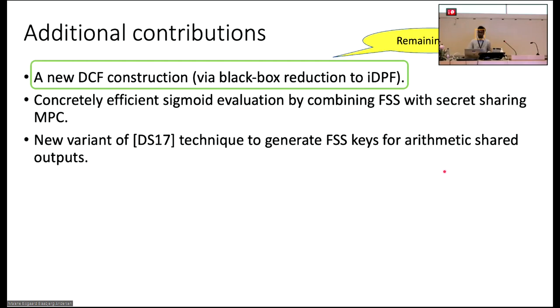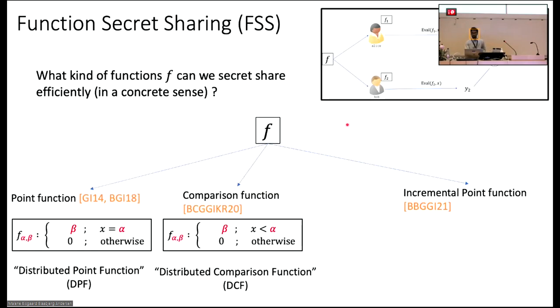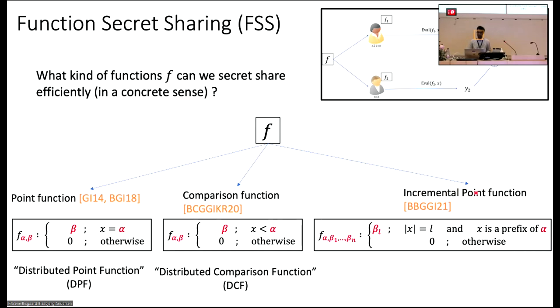So in the remaining talk, I'll cover this first point. Recall the FSS slide that I showed you earlier. We went over what a point function is, what a comparison function is. Now let me talk about what an incremental point function is. It has parameters alpha and multiple betas, and it returns beta_L if the input X is an L-length prefix of the point alpha, and 0 otherwise. An FSS scheme for such incremental point functions is called in the literature an incremental distributed point function, iDPF for short. This was developed in recent work by Boneh et al.